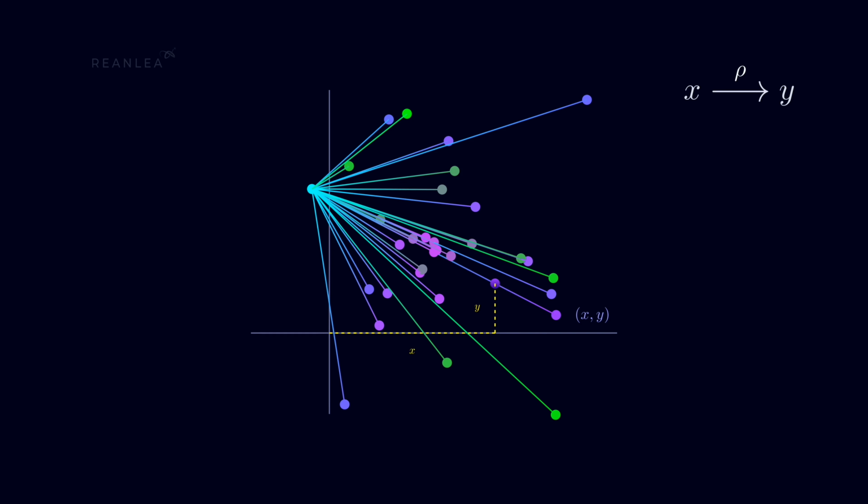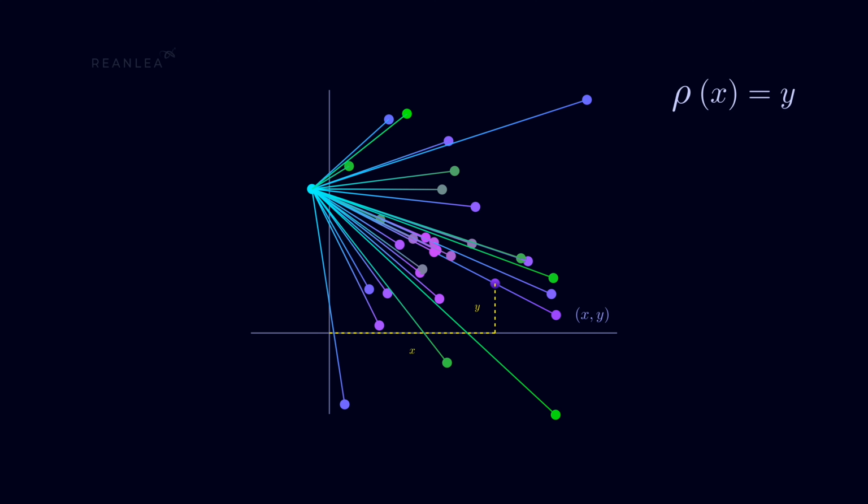And we can express it as rho of x is y, as y is completely determined by the value of x. Here x becomes the input value and y is its output. And when every single input value has at most one output in a relation, then the relation is called a function.